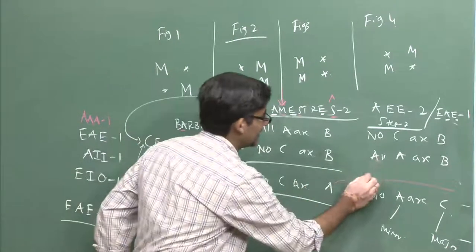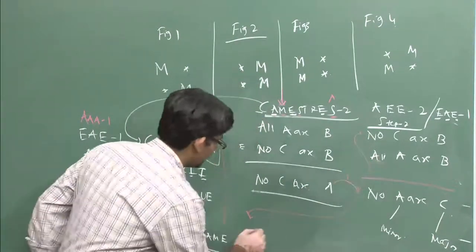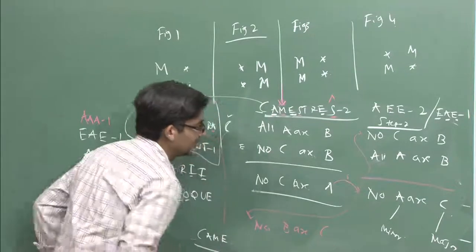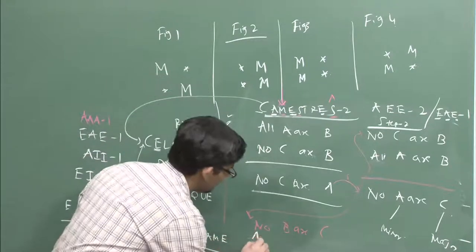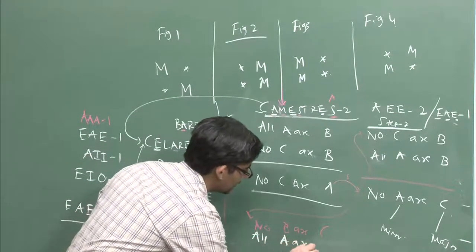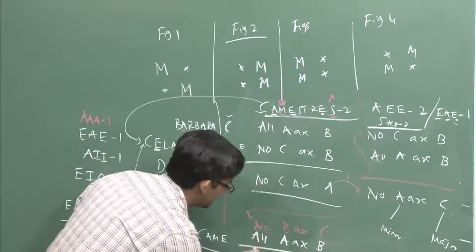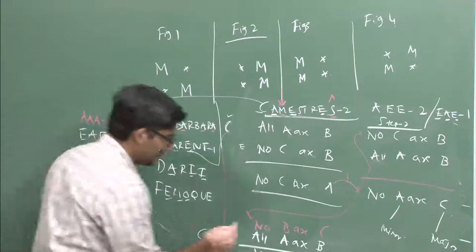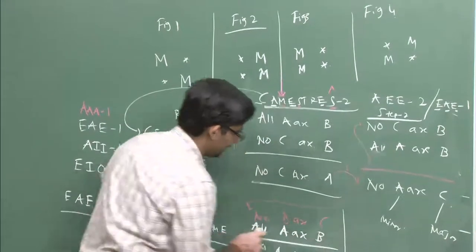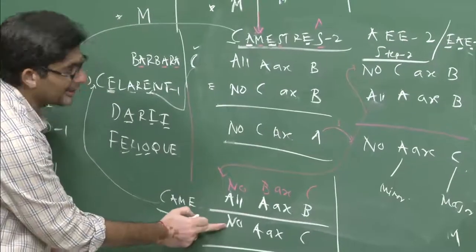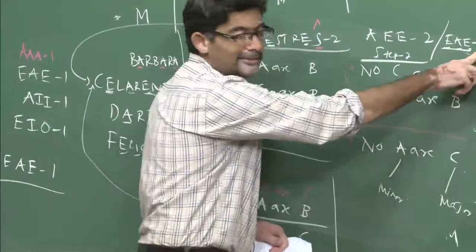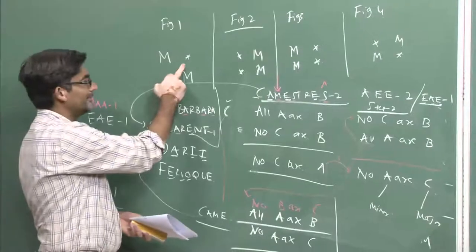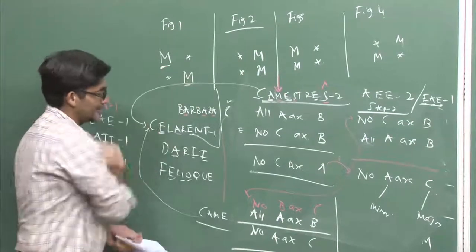So now this changes to "No B's are C's," and the rest is the same: "All A's are B's," and then you keep the conclusion like this only, "No A's are C's." Now you will see clearly that this is an E proposition, an A proposition, and an E proposition. Now we need to check whether this falls under figure number 1 or not. How do we know that it falls under figure number 1? It is based on how the middle term is distributed.